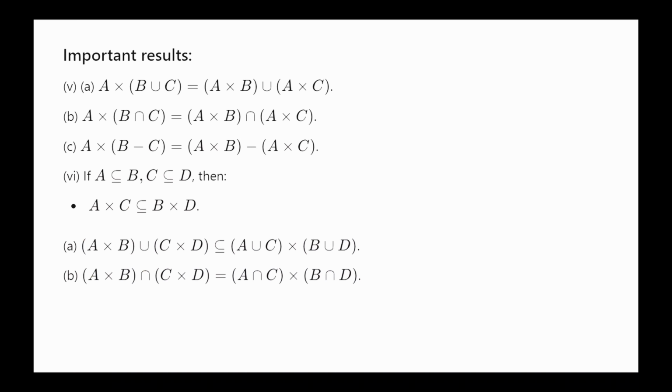Again, a few more distributive properties. A cross (B union C) can be simply written as (A cross B) union (A cross C). So the distributive property basically works here. This is our distributive property. Those same things have been repeated again. I hope you have understood what exactly Cartesian product is. Now, based on this Cartesian product, we are going to find out our relation.